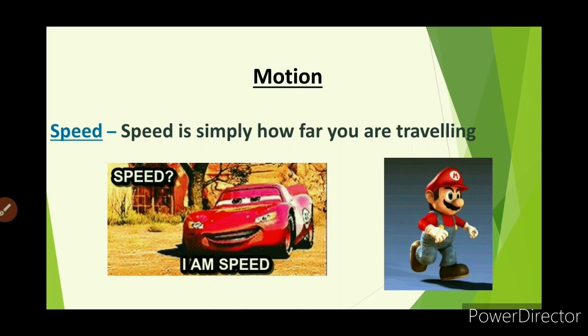In this video, we study about motion. We have speed. Speed is simply how far you are traveling. That means in per unit hour, how many kilometers you travel. Speed is basically dependent upon two quantities. One is distance, another is time. That means in per unit time, how much distance you traveled.